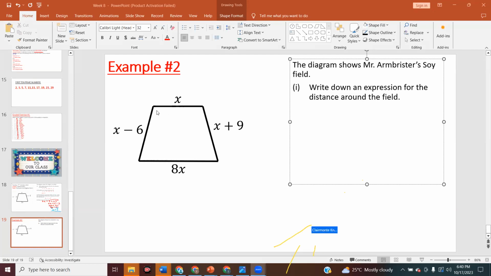So for Shiloh and Claremont, please pay close attention. And do not write on my screen. A person is writing on my screen. Don't write on my screen. All right.